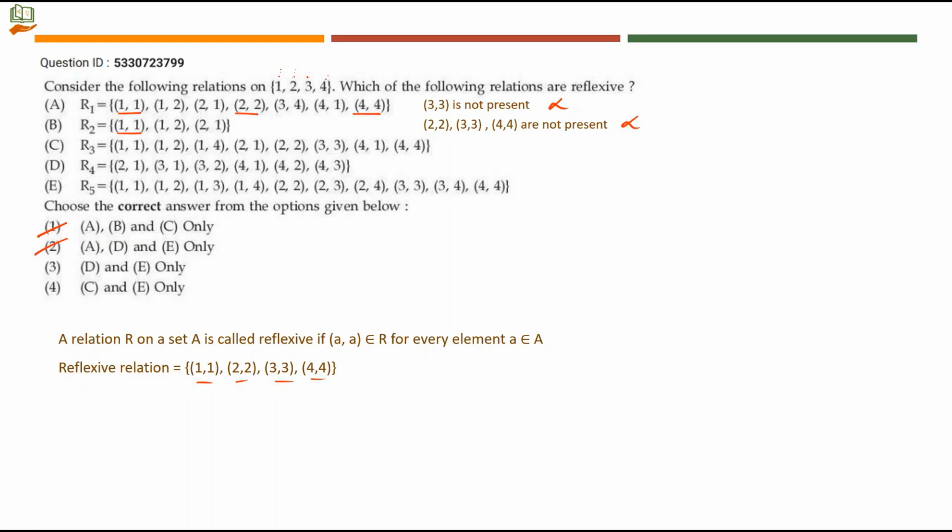What about C? We have (1, 1), we have (2, 2), we have (3, 3), we have (4, 4). All the elements are present, so C is included. What about D? (1, 1), (2, 2), (3, 3), (4, 4). All the 4 elements are not present, so D is also ruled out. When we rule out D, this option will also go away. What about E? We have (1, 1), (2, 2), (3, 3) and (4, 4). So E is also included. Option number 4, C and E only will be the right answer. Only these two relations satisfy the reflexive property.